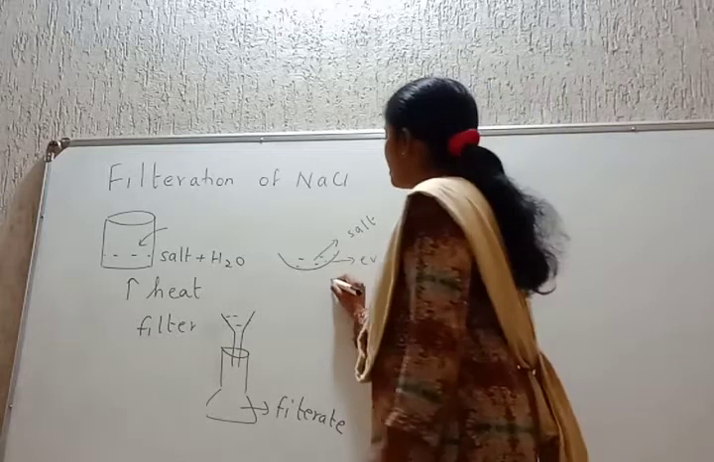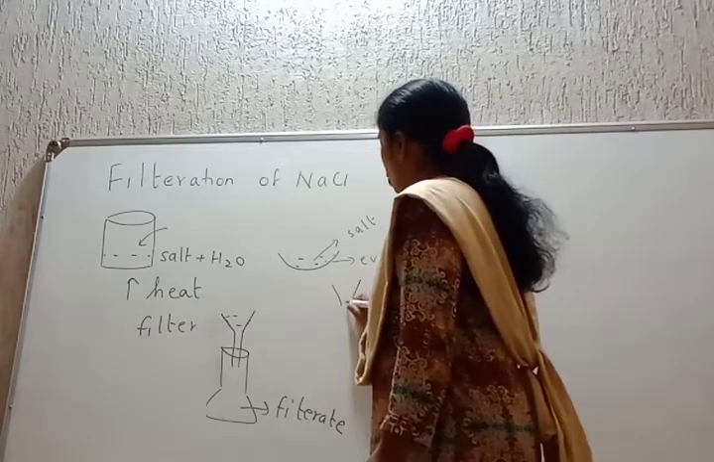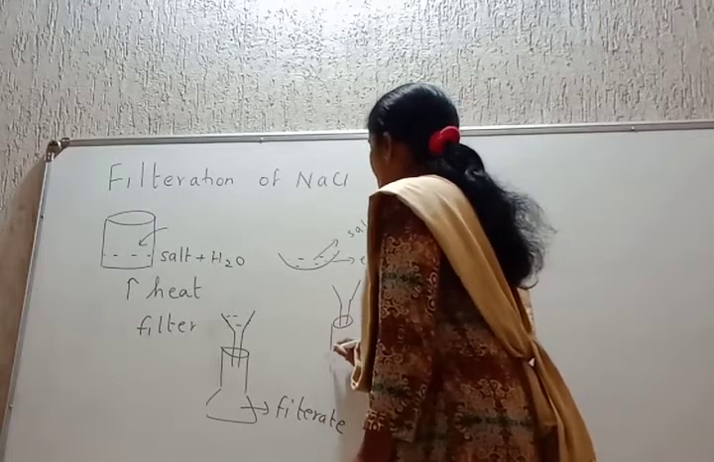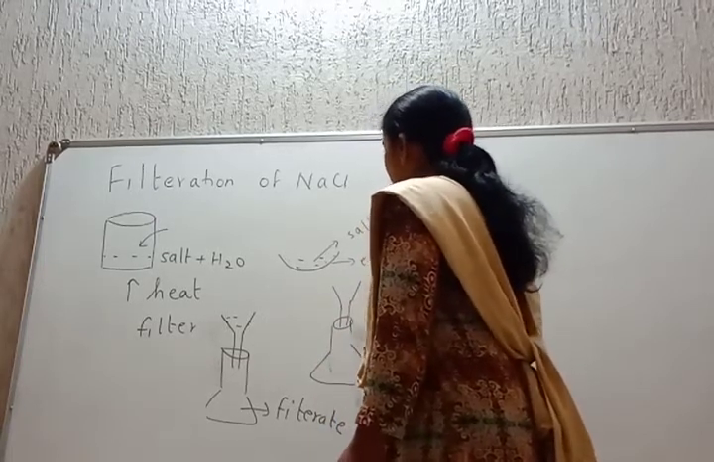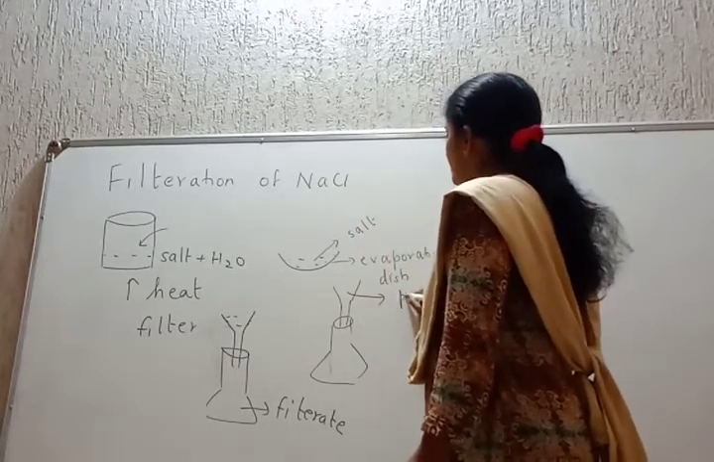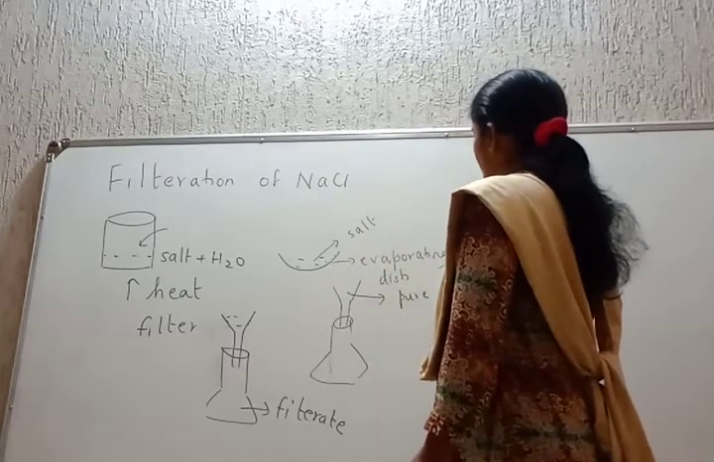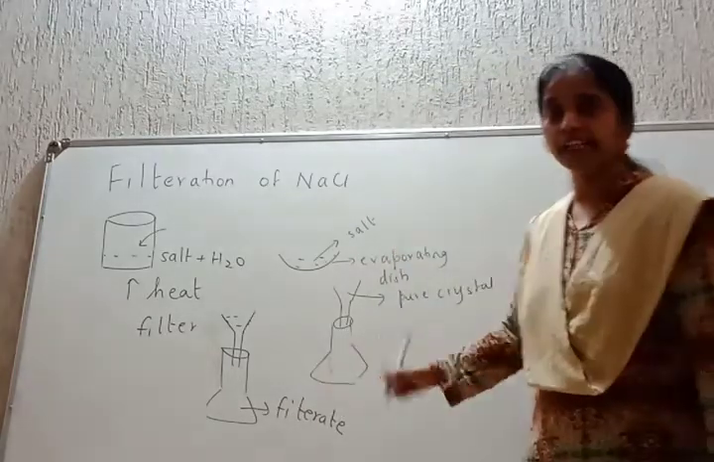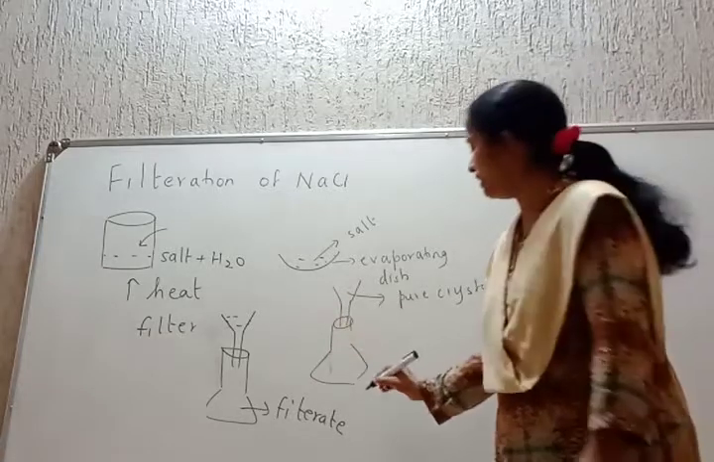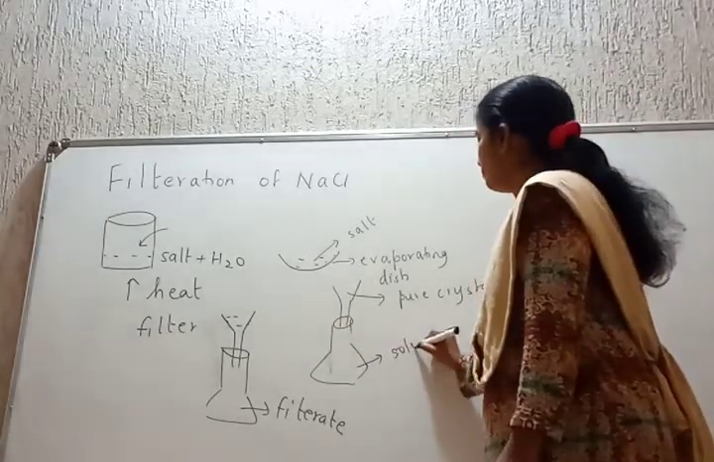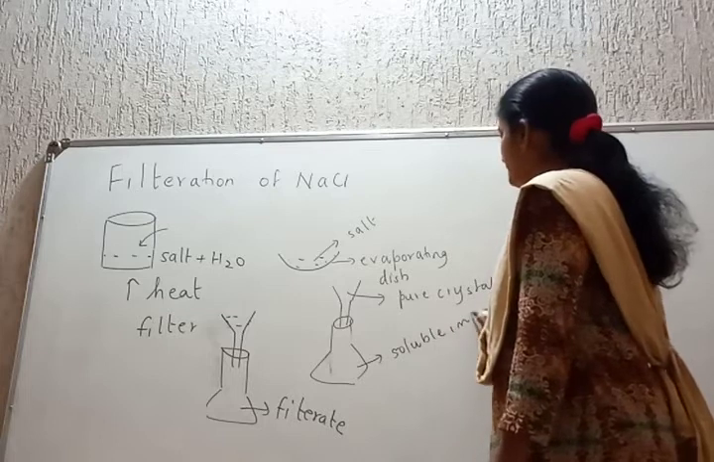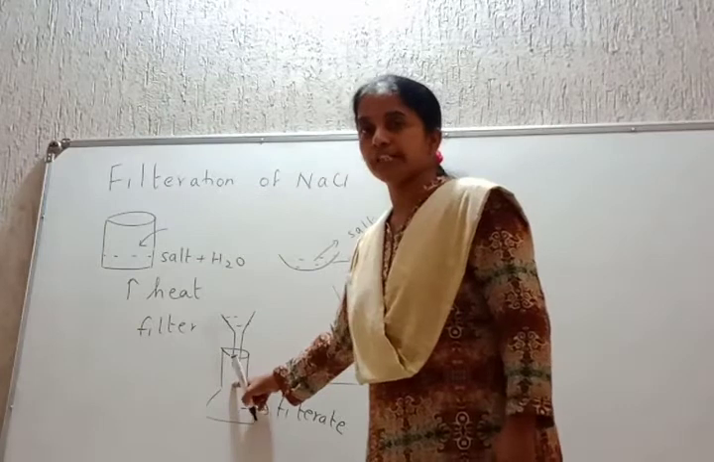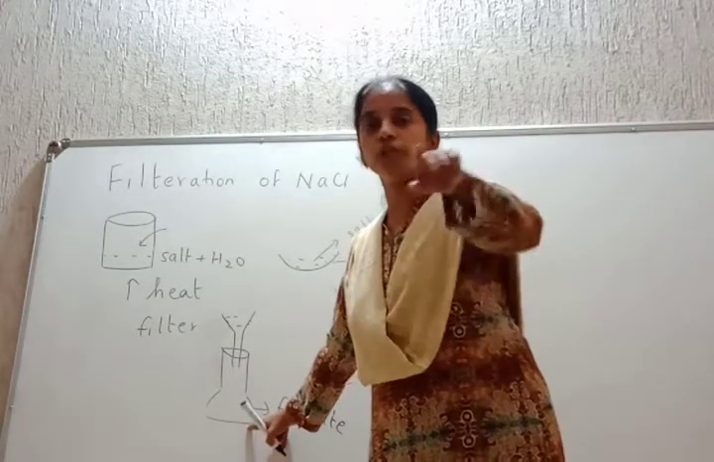Then again pour the mixture from that evaporating dish into another funnel with a conical flask below. What happens? The pure crystals of salt get stuck to the filter paper, leaving behind the filtrate which contains only and only soluble impurities. Here what we removed, students? Here we removed insoluble impurities. The filtrate contains salt and soluble impurities.